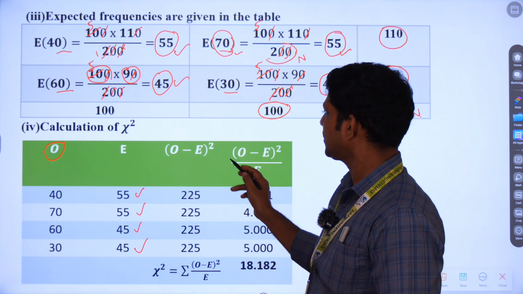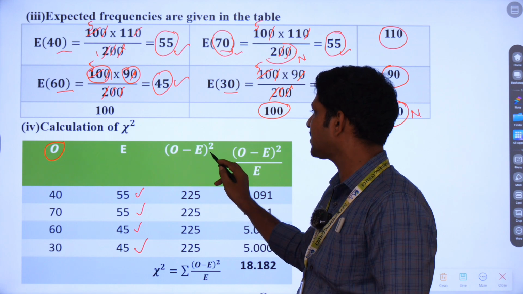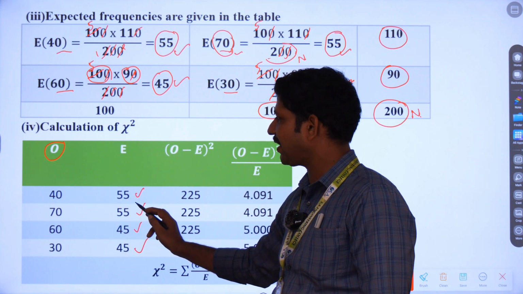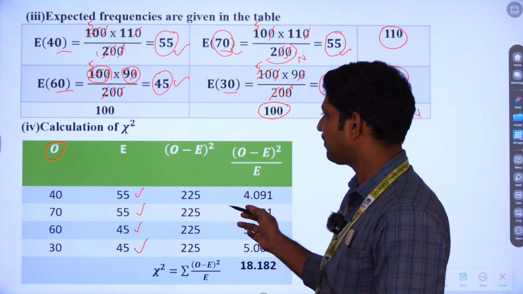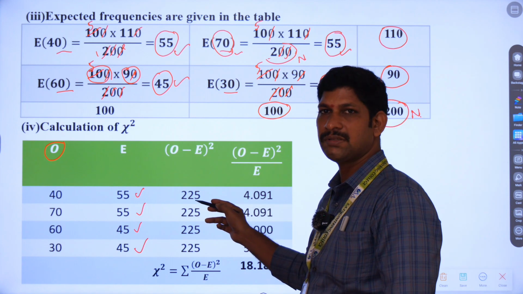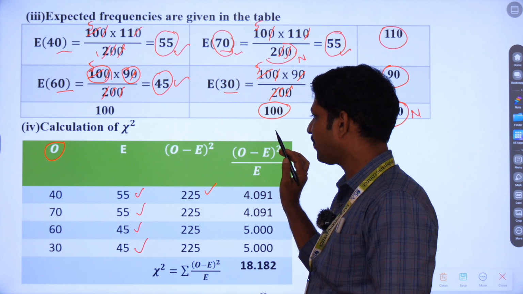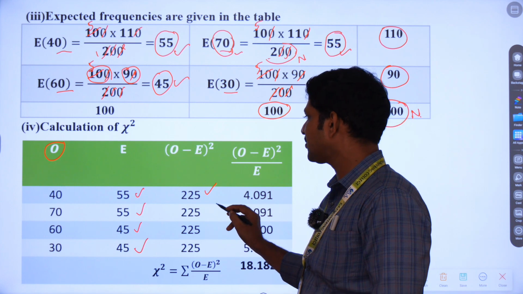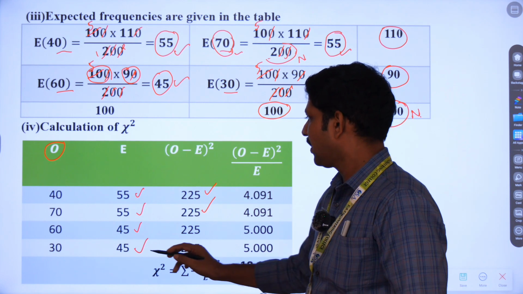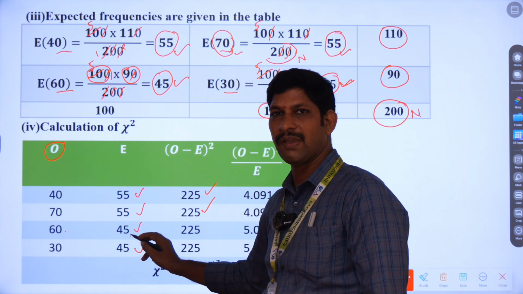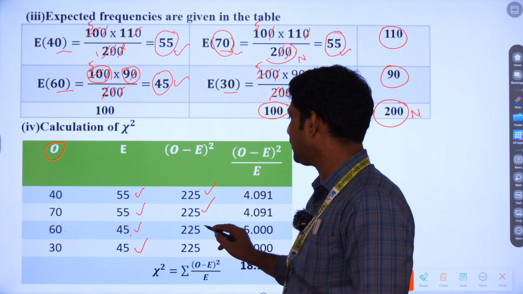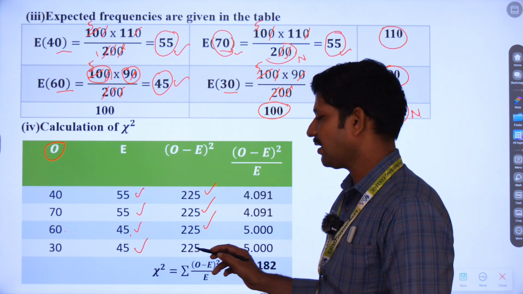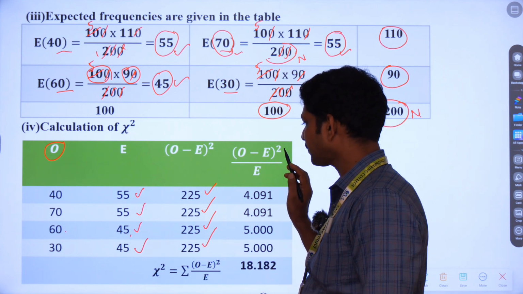So now we already know that. The next step is to find observed minus expected, squared. Clearly observed 40, expected 55: 40 minus 55 is minus 15, squared is 225. Again 70 minus 55 is plus 15, squared is 225. Next, 60 minus 45 is also plus 15, squared is 225. 30 minus 45 is minus 15, squared, so 225.